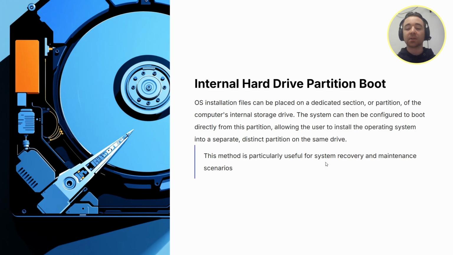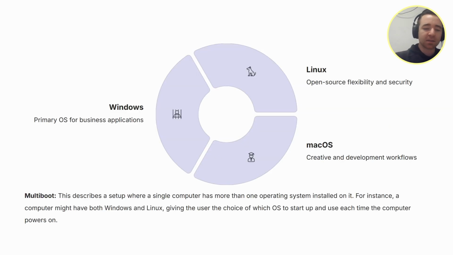And the method is particularly useful for system recovery and maintenance scenarios because you have that always there on that drive. It's always ready to go. If something goes wrong, don't worry, you've got a partition ready to go. You can just immediately go from that partition on your hard drive. You don't have to go and try to find the USB stick or go to the PXE server. No, you've already got a partition on your hard drive there ready to go. All right.